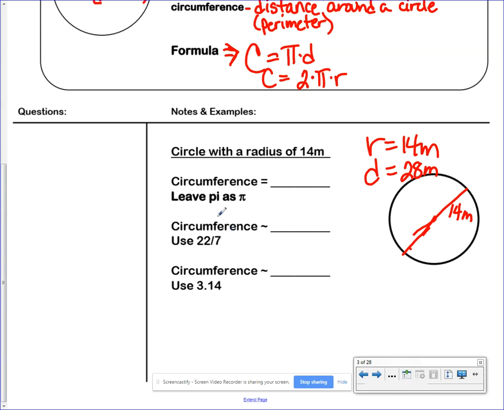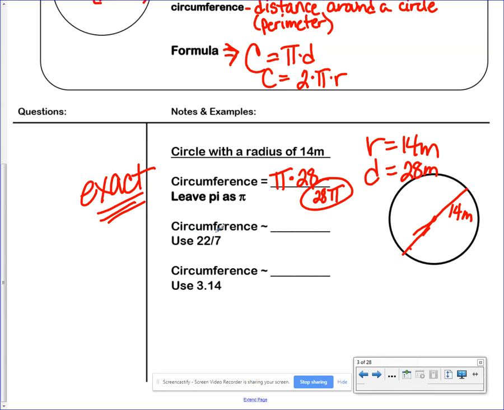If I ask you to calculate circumference and I say, hey, let's be exact, write the word exact here. Let's be exact and leave pi as the symbol pi, you would say pi times 28. If you do that on your calculator right now and use the pi symbol, it will just spit back to you 28 pi. Usually we put this number in front of the pi symbol, even though they're both numbers. We just typically do it this way. So 28 pi, that's exactly the circumference of that circle.